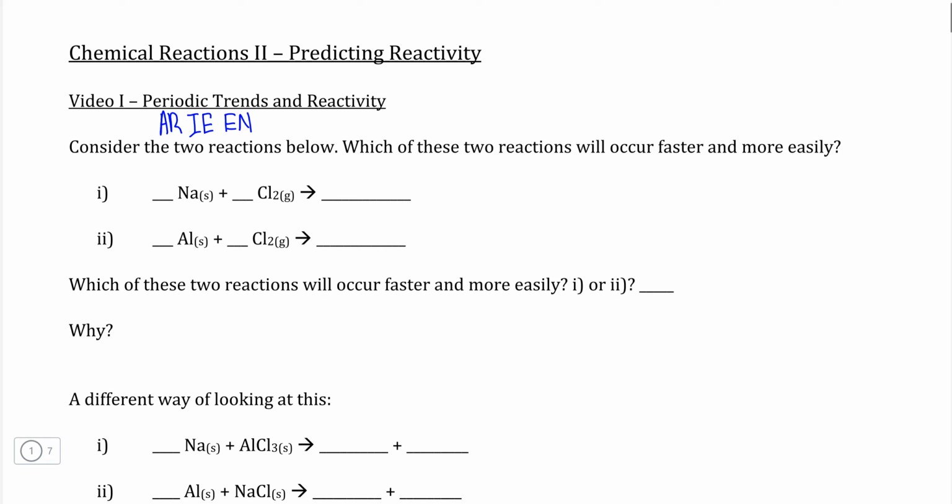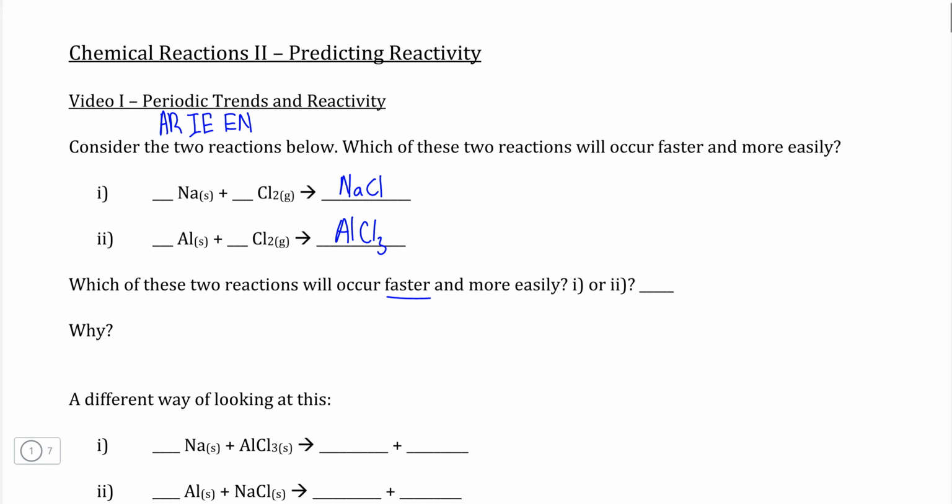Now, to start this, we're going to start with the simplest possible type of chemical reaction, that being synthesis reactions, where we take a metal and a non-metal and we react them together in order to produce relatively simple ionic compounds, that being sodium chloride and aluminum chloride respectively. You can balance these reactions on your own time, because what we're interested in is exploring the difference of why one of these reactions occurs more easily or faster than the second reaction.